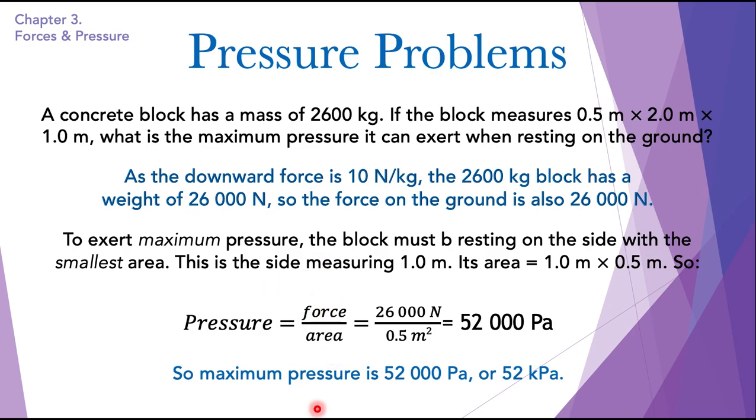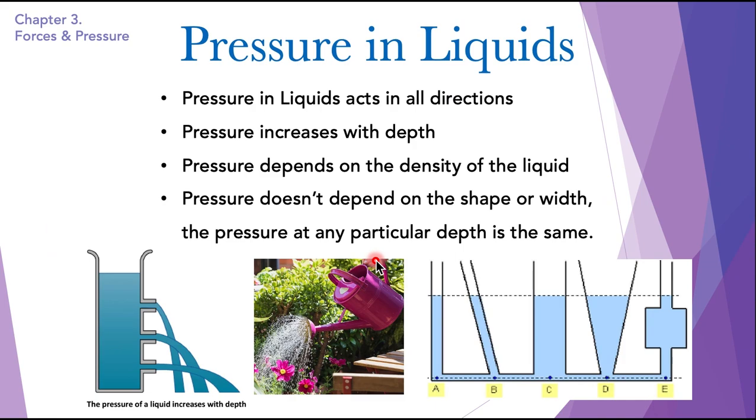Now let's look at the pressure in liquids. Pressure in liquids is different from pressure in solids. So here are some points to remember about pressure in liquids. A liquid is held in its container by its weight, and this causes a pressure on the container and on any object in the liquid. So here we have the properties which apply to any stationary liquid in an open container.